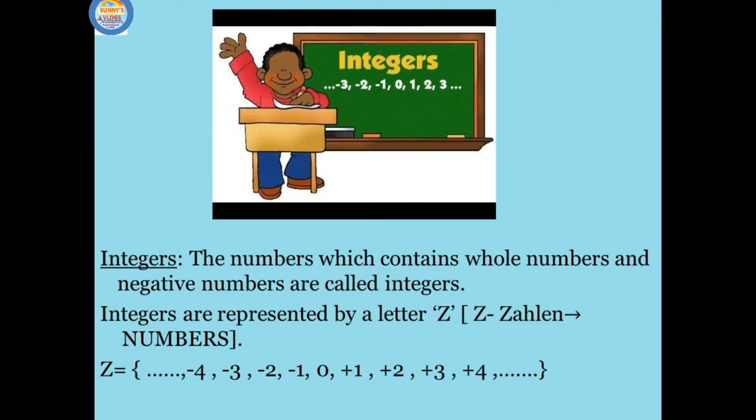Then, what are integers? The numbers which contain whole numbers and negative numbers are called integers. Integers are represented by the letter Z. Z means Zahlen, a German word which means numbers.